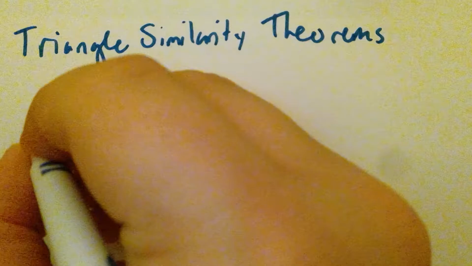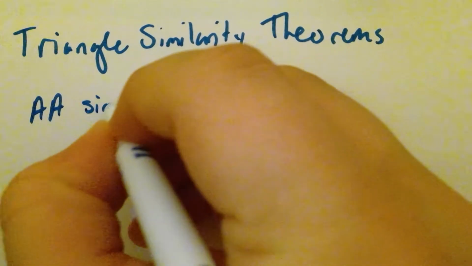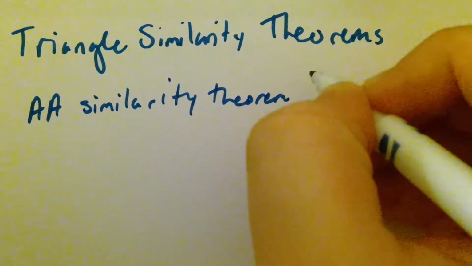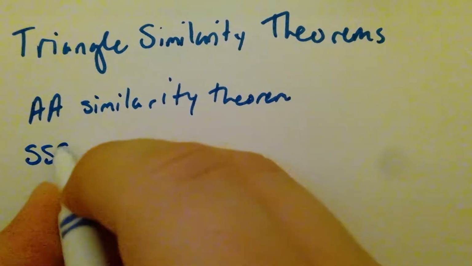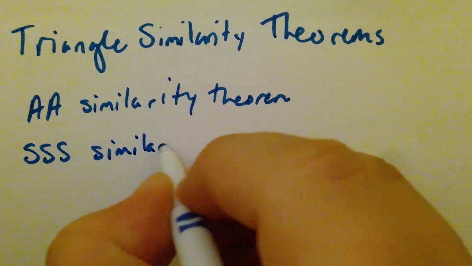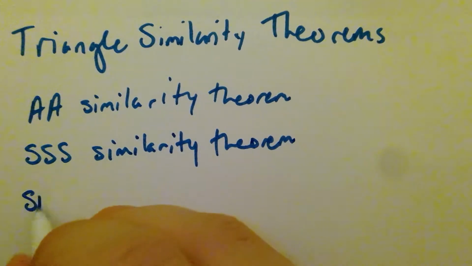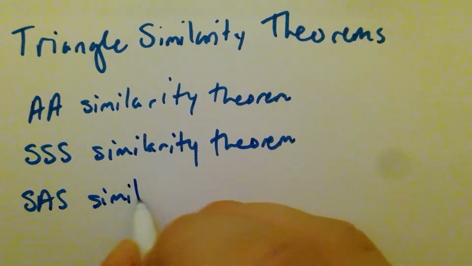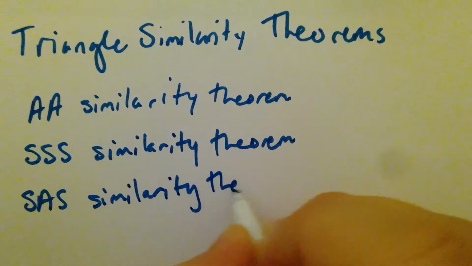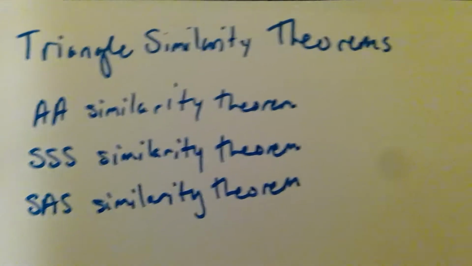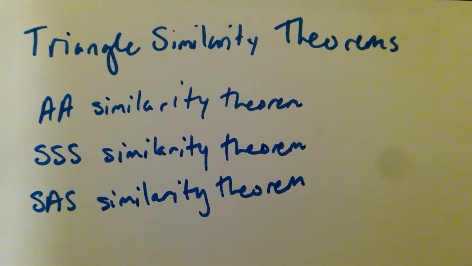So we've got three of those. We have the angle-angle similarity theorem, the side-side-side similarity theorem, and the side-angle-side similarity theorem. Okay, so we'll go ahead and go through the three of these, say what the requirements of those are, and then also draw a picture before we go ahead and ask some questions on those.